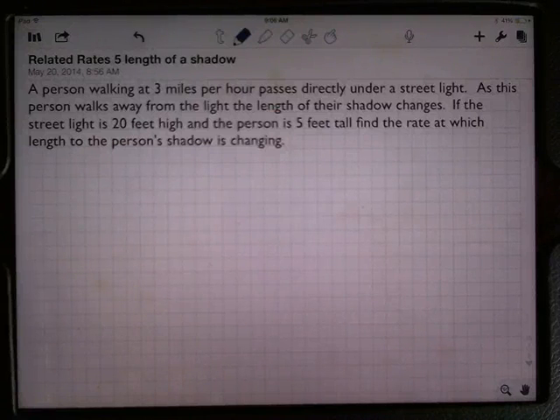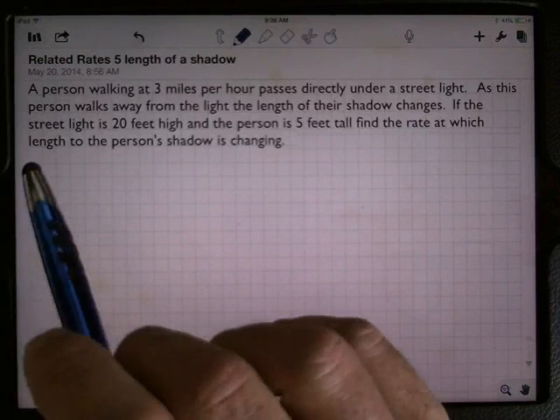All right, this is the first of two shadow-related rate problems. Anyway, I want to do them with you. I'll do one in this video and one in the next.